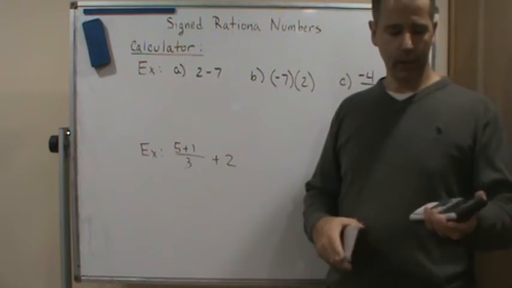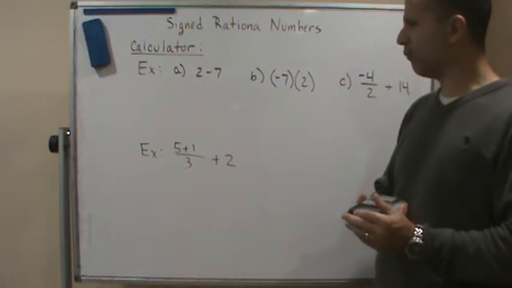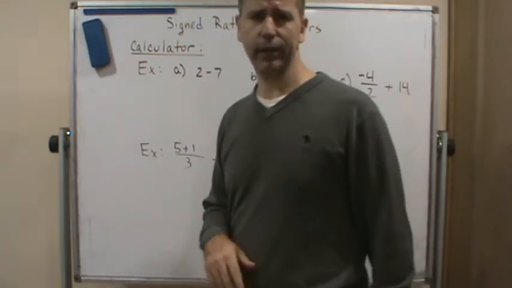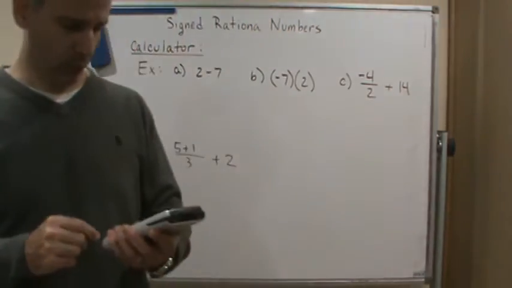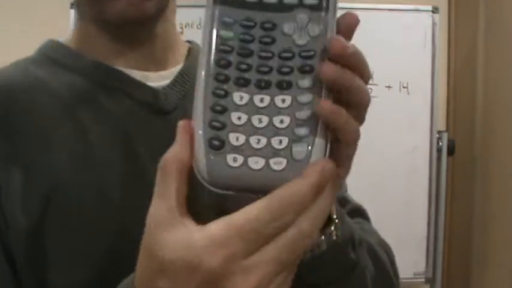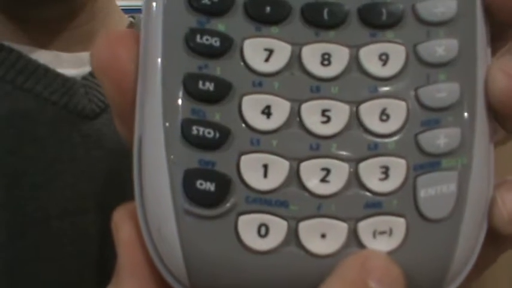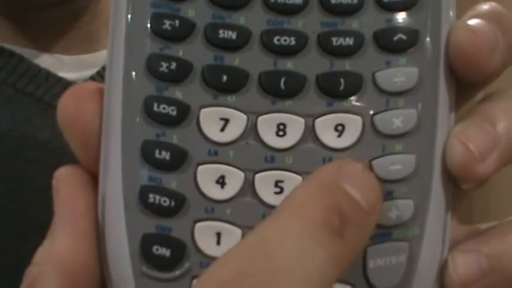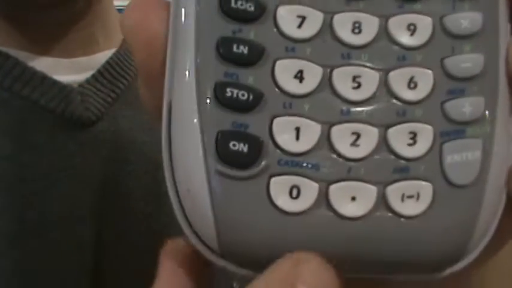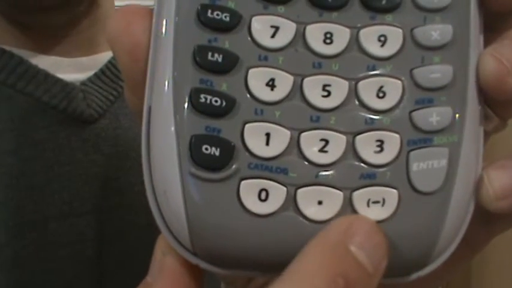Okay, so a couple of things about the calculator. Now, some calculators have a negative sign on there. So for example, on mine, if you look at the bottom here, there's this sign and then there's this sign. So this is the subtraction key. This here is the negative key.